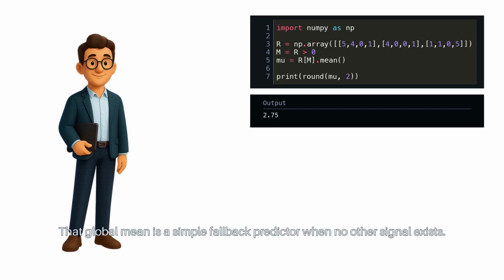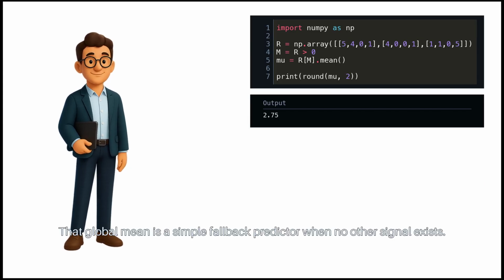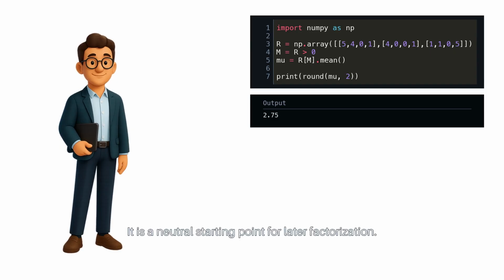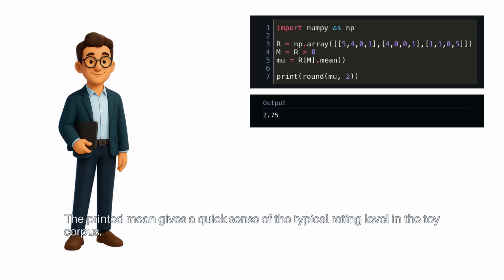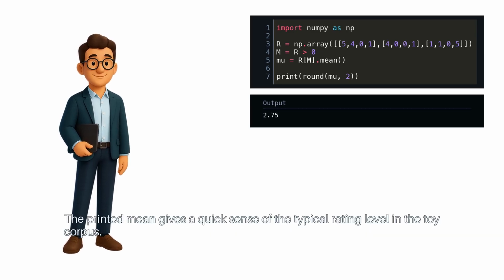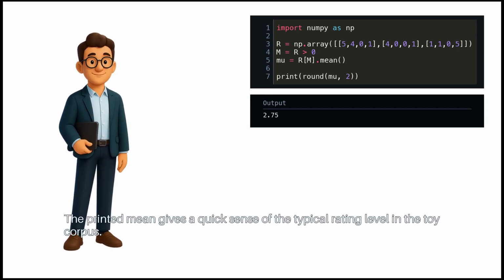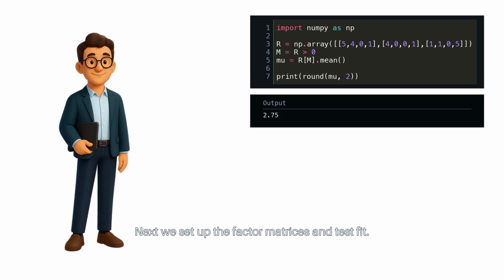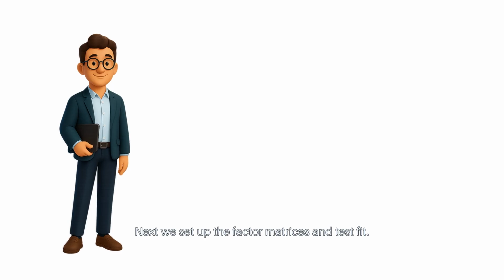That global mean is a simple fallback predictor when no other signal exists. It is a neutral starting point for later factorization. The printed mean gives a quick sense of the typical rating level in the toy corpus. Next, we set up the factor matrices and test fit.